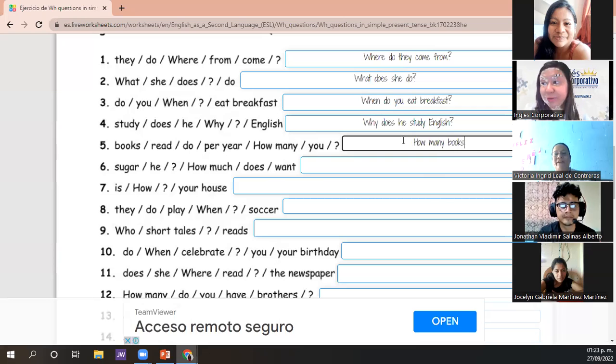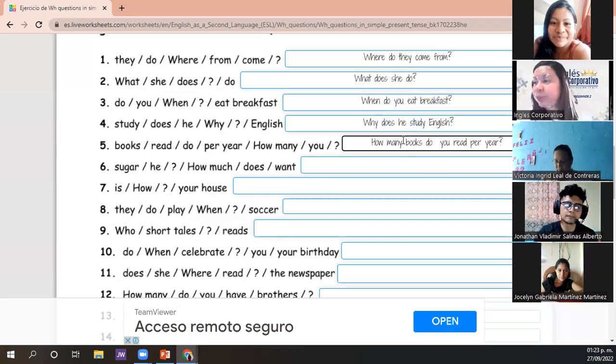Number five. How many books do you read per year? ¿Cuántos libros lees por año? How many means cuántos. How many pupusas do you eat per week? Okay, per means por.